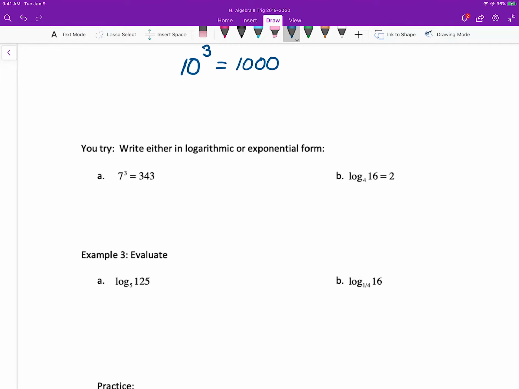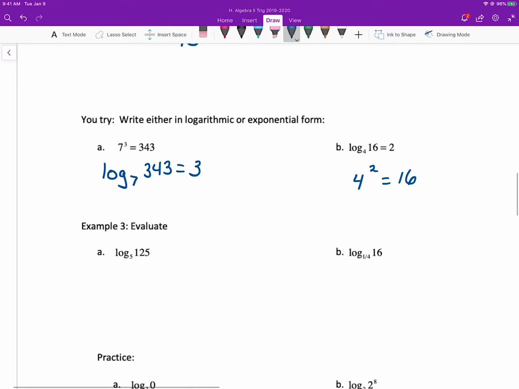Okay, so to write these, 7 to the third equals 343. That's log base 7 of 343 equals 3. And then this is a logarithm, to convert it to exponential form, it's 4 squared equals 16. And you could see a little more clearly when it's typed that log 16 and 2, they're all the same font size and all on the same line, and the 4 is a subscript.